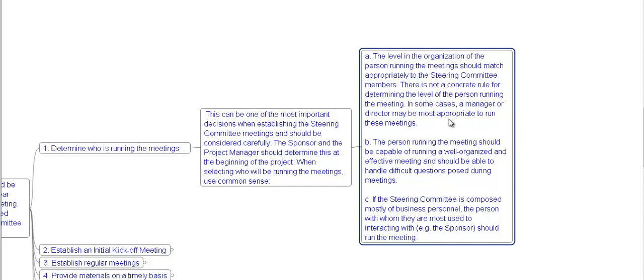In some cases, a manager or director may be the most appropriate to run these meetings. The person running the meeting should be capable of running a well-organized and effective meeting and should be able to handle difficult questions posed during meetings. If the steering committee is composed mostly of business personnel, the person with whom they are most used to interacting, for example, a sponsor, should run the meeting.